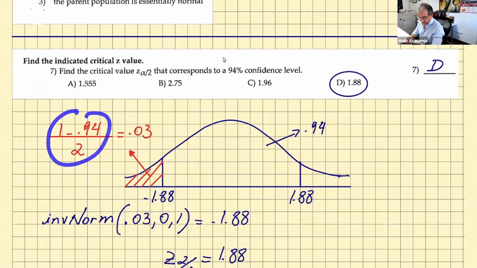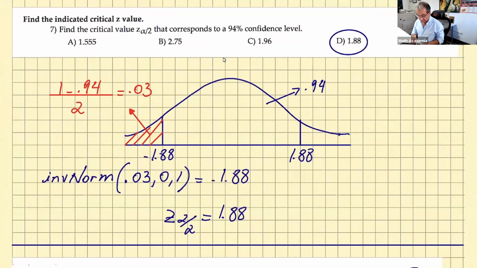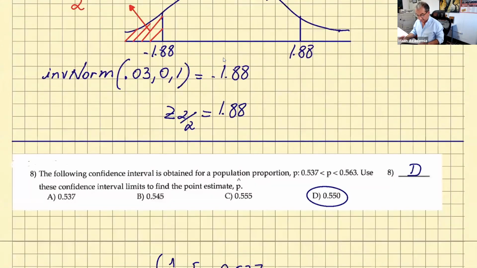So you do 1 minus 0.94 divided by 2 is 0.03, and this is a z value. So you go to your calculator, you go to inverse norm 0.03 and you get negative 1.88, but for the critical value you always take the positive one, so it's 1.88, and D is the answer.